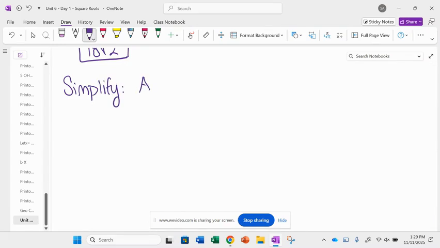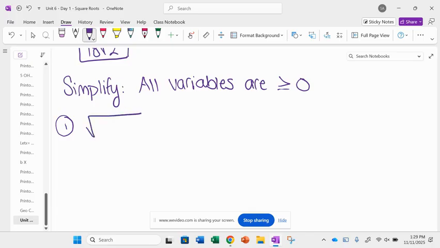And we're going to say all variables are greater than or equal to 0. So meaning they're positive numbers. So we won't end up with a negative number in our radical. So it's the same idea.